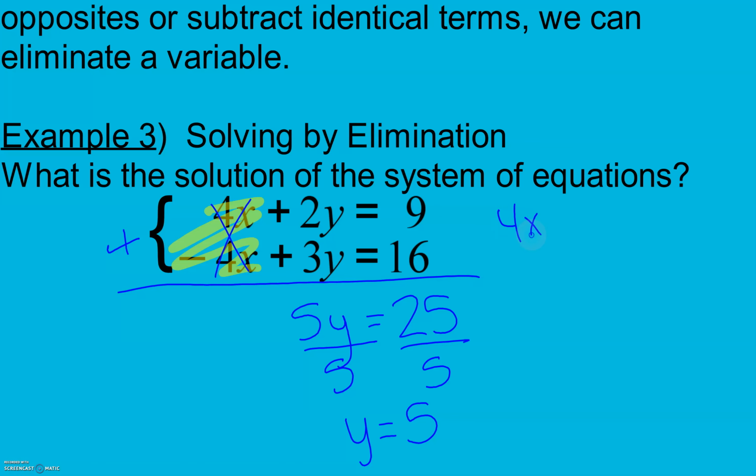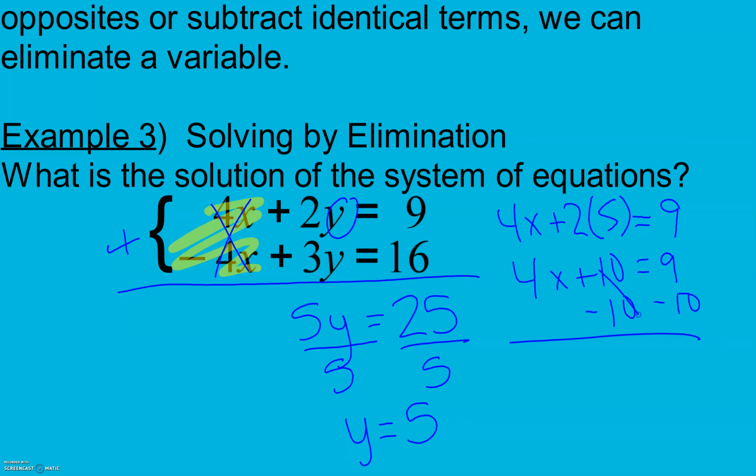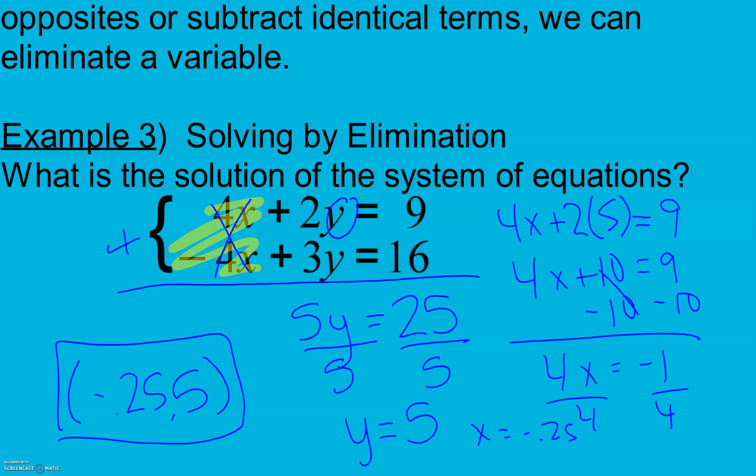Now I can solve for my other variable again by substituting. I know that y is 5, so I substitute in. And solve. And I get x equals negative 0.25. So my ordered pair is negative 0.25, 5. So again, if we have opposites, we're going to try and eliminate a variable that way, solve for a variable, and then substitute it in to solve for our second. And I'll continue in another video.